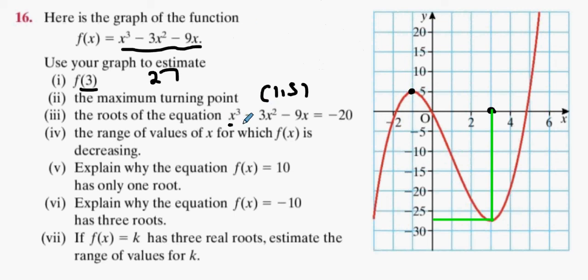Where does the y value equal minus 20? When does the y value equal minus 20? Where does that happen? What? Like minus 2.9 or something? What about here? 1.8, 1.9. And what about here? 4. 3 points.